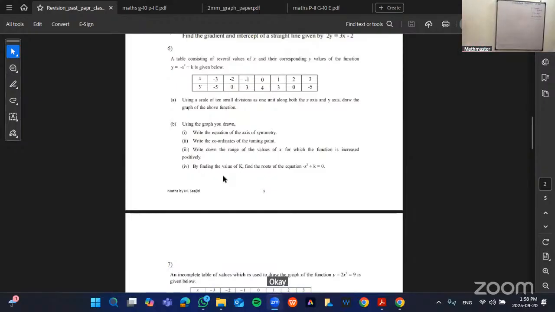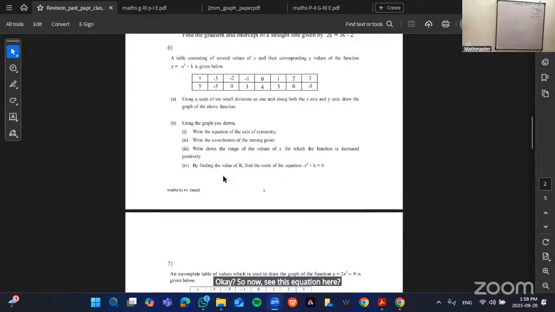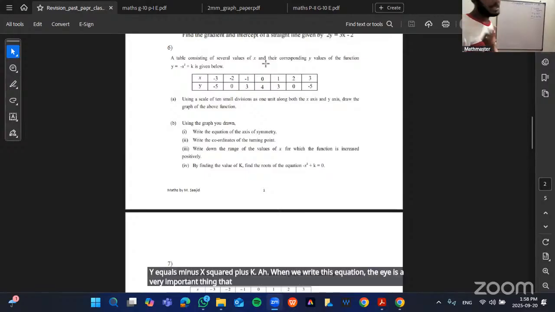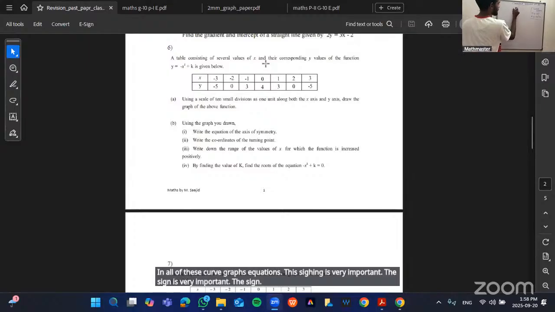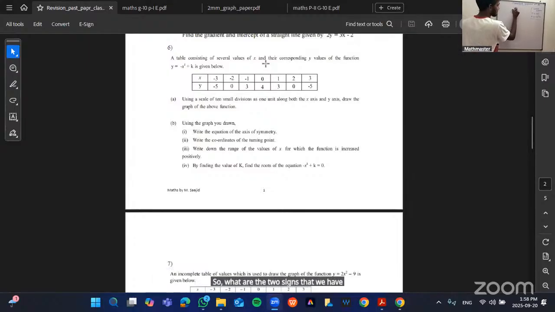Okay. Right. So now see the sixth question here. The sixth question says a table consisting of several values of x and the corresponding y values of the function y equals minus x squared plus k. When we write this equation, there is a very important thing that you have to understand. In all of these curve graph equations, the sign is very important. So what are the two signs that we have? Plus and minus, right?